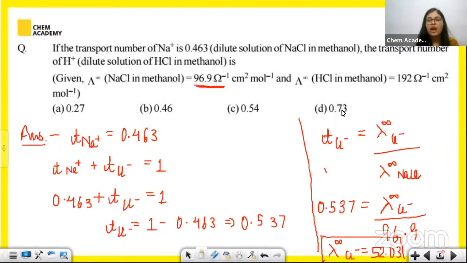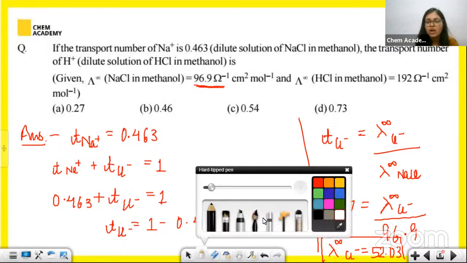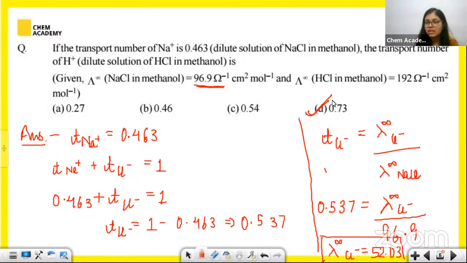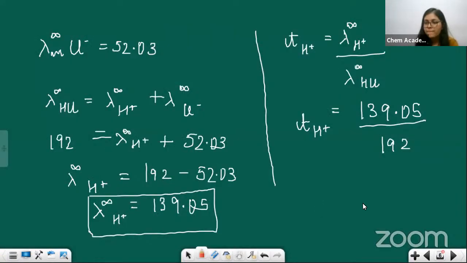Carefully look at the method, how I have solved it, and that is how this question is going to be done. So D part is the correct answer. The final answer is 0.73. This is the transport number of H plus. I hope everyone understood this question very well. Now we will move on to the next question. Lakhan also says that the D part is the correct answer. Yes, very good. This is right.